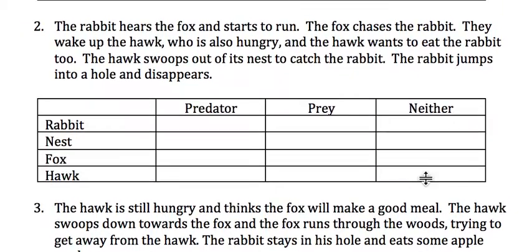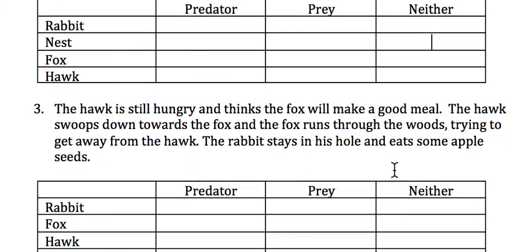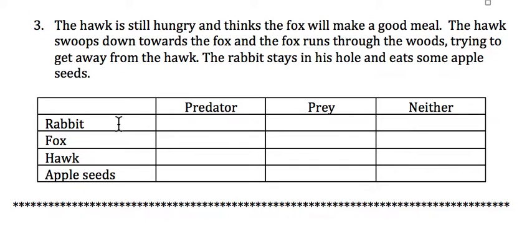I go to the second scenario. The rabbit hears the fox and starts to run. The fox chases the rabbit, right? Okay, so I have my predator-prey thing. They wake up the hawk, who is also hungry, and the hawk wants to eat the rabbit too. The hawk swoops down to catch the rabbit, so now the hawk is prey, and the nest is neither. Rabbit gets away, the hawk is still hungry and thinks the fox will make a good meal, right?